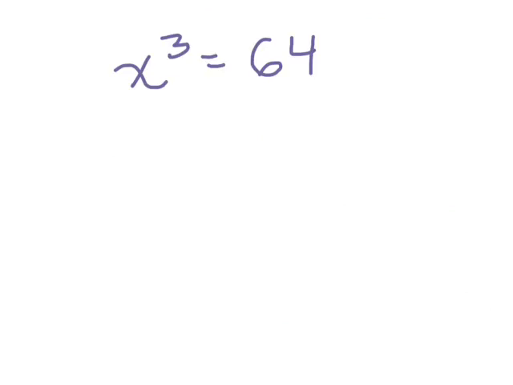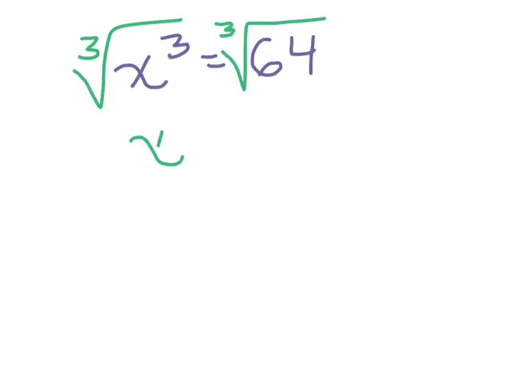Okay, last one. What about x cubed equals a positive 64? Well, what do I need to do in order to solve for x? I need to take the cube root of both sides. And the cube root of x cubed will leave me with my x, which is what I want. And don't be fooled with the square root of 64. We're looking for the cube root of 64.